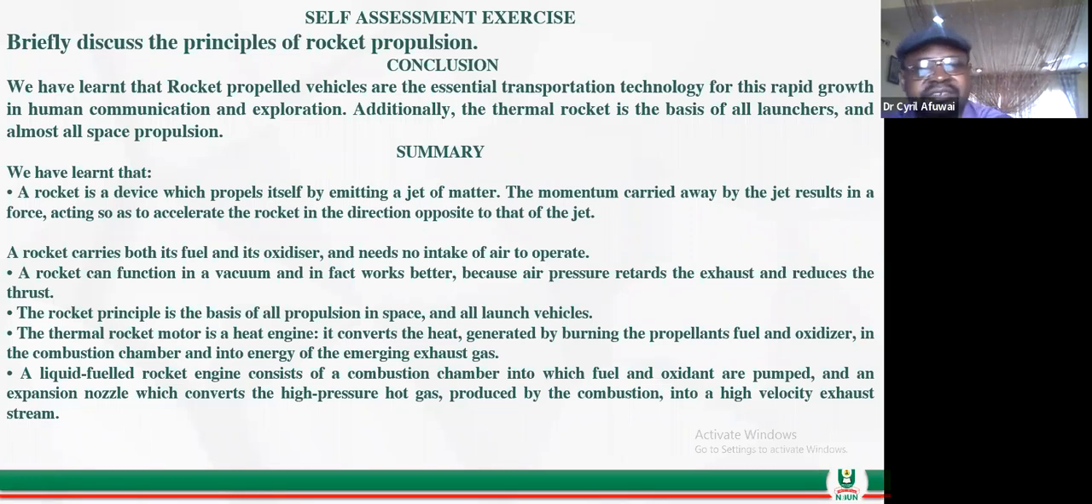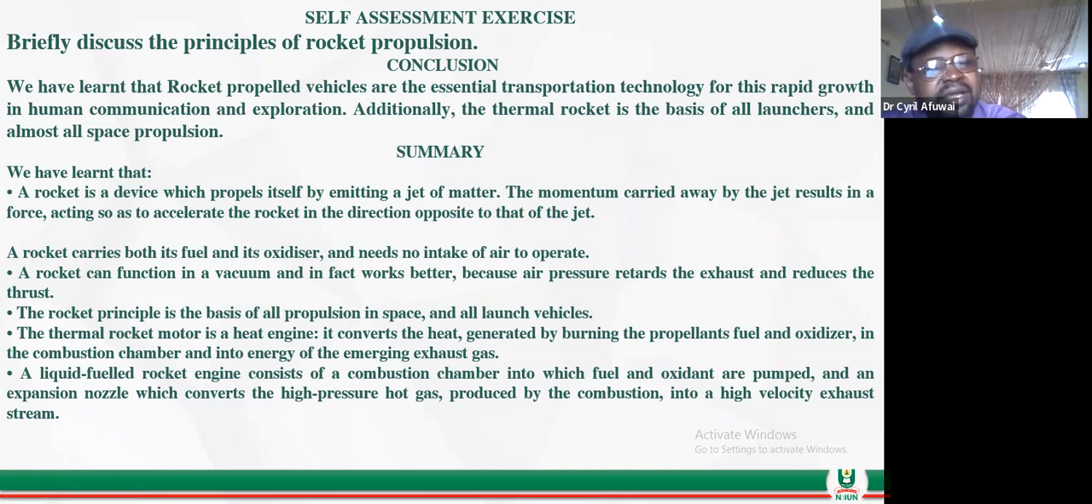Now let's see what your self-assessment exercise is today. The self-assessment exercise for this unit is that you should briefly discuss the principle of rocket propulsion.